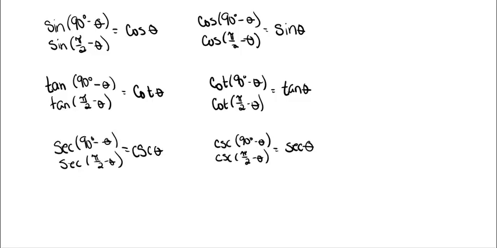Those are at the bottom of page 269 in your book. You can write this on the back of your unit circle if you'd like. For your identities, just call them cofunctions.